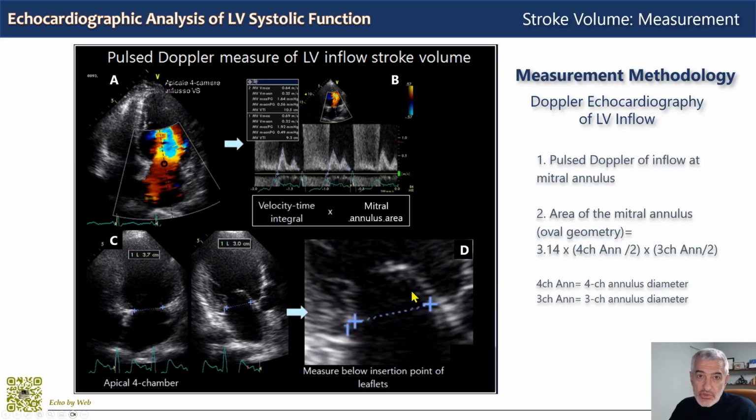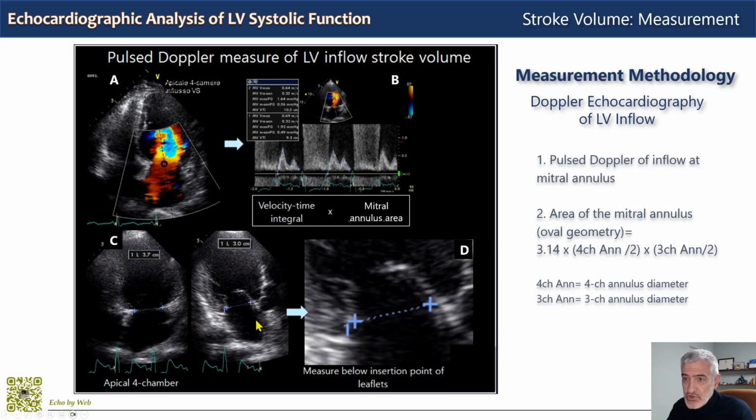There is another location where you can measure stroke volume on the left side of the heart, and that is the mitral valve annulus. The methodology is similar. The pulse Doppler flow is sampled in the middle of the annulus, as shown here in panel A, and the velocity time integral is obtained. Next, the annulus is measured just below the insertion of the mitral leaflets, as in panel D, and you use the 4 and the 3 chamber view because you need to measure the maximum mediolateral annulus dimension and the minimum anteroposterior annulus dimension.